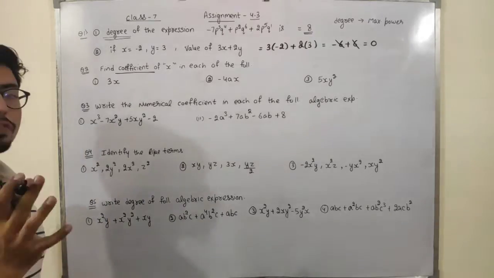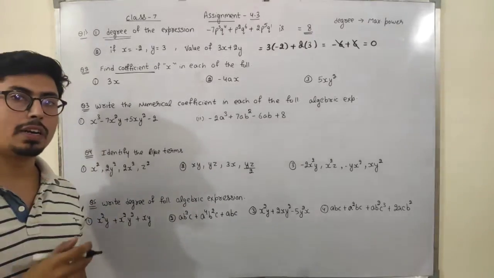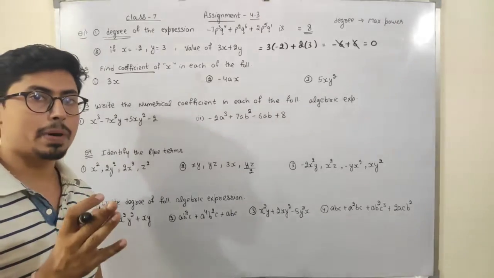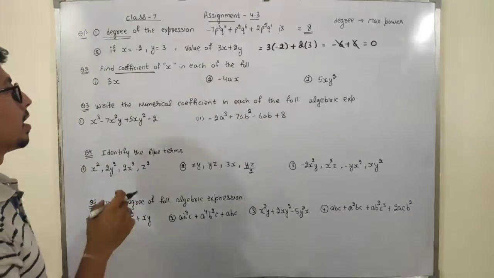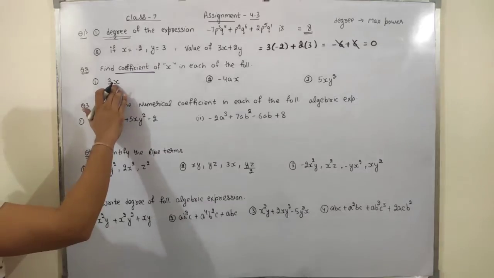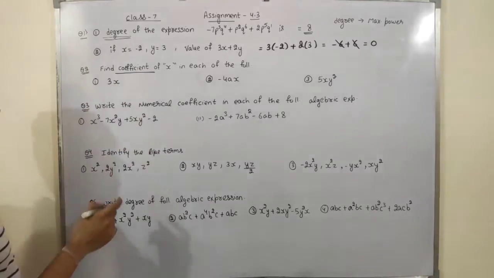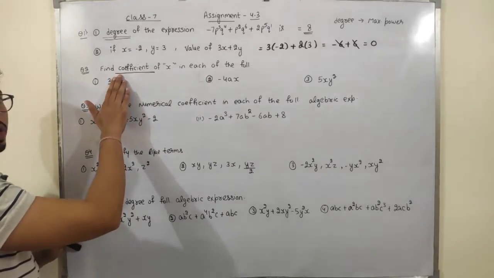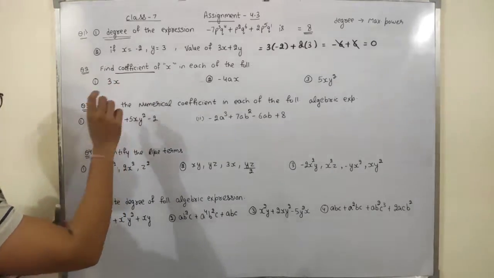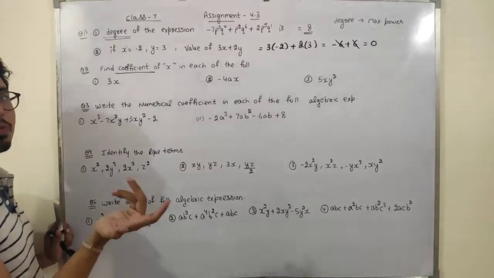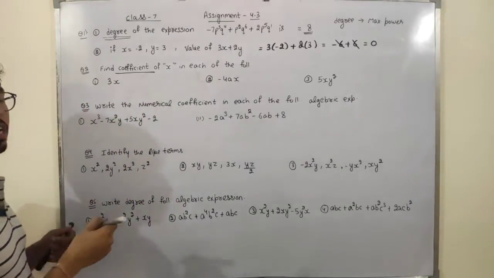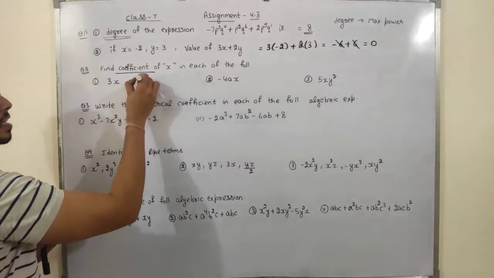Okay. Now I have to find out next question, question number 2. I have to find out the coefficient of x. What is the coefficient of x? Coefficient of x means the number after leaving the x. If I just remove this x, what is the answer? Okay, so coefficient means the number that we will obtain after removing the x. If I remove this x, the number that I will get is 3. So the answer is 3.